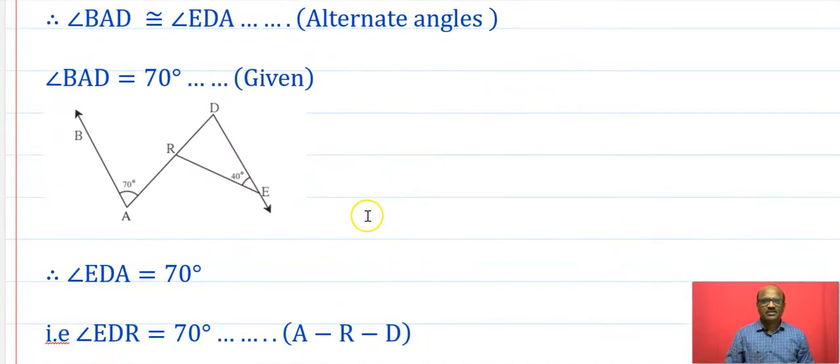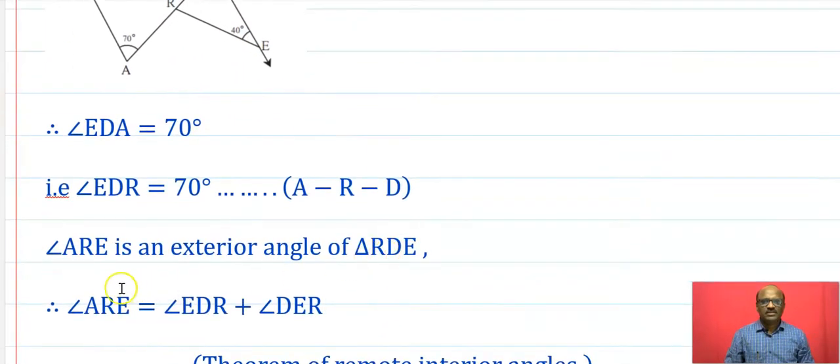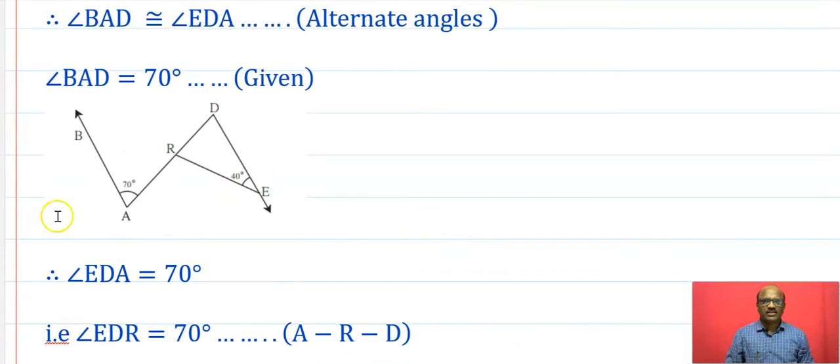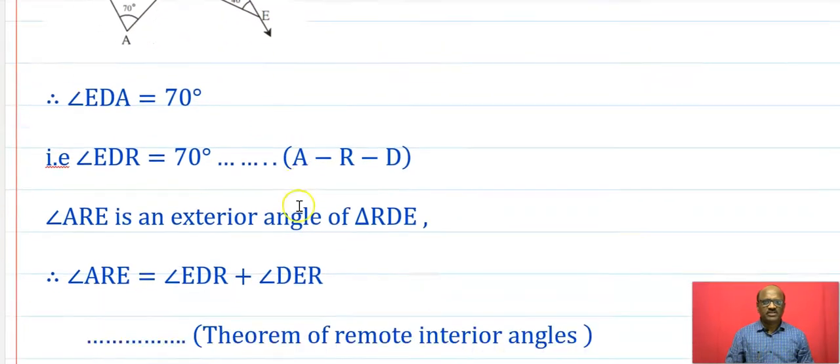This is given. What about the next? This angle is 70. This angle is 70. Now the ARE. What is the ARE? This is the exterior angle. And what about the measure of angle D? This D is 70 degrees. Therefore measure of angle ARE is equal to the sum of its remote interior angles, that is 70 degrees plus 40 degrees.